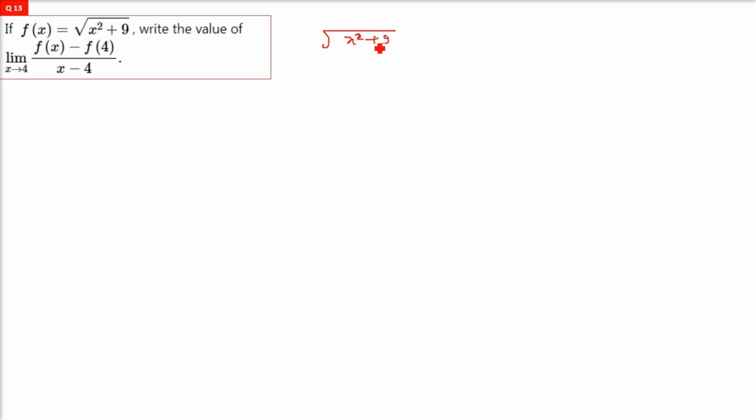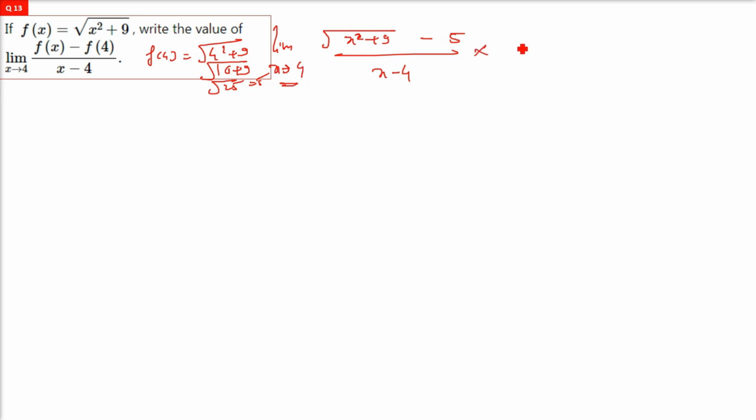So this is under root x square plus 9. I'm replacing f(x) by this value, minus f(4). What is f(4)? Under root 4 square plus 9. 4 4s are 16, 16 plus 9 is 25, 25 under root is 5. Actually it is plus minus, but we'll keep it as 5, divided by x minus 4. Now there is no way to solve it directly; limit extends to 4. So we have to rationalize it. So let us rationalize it.